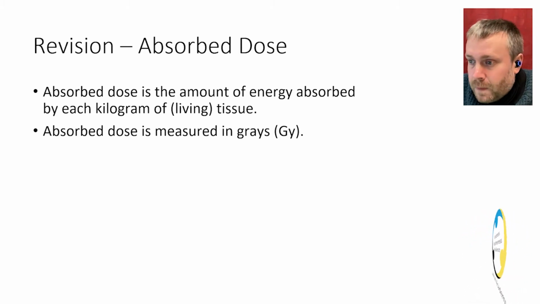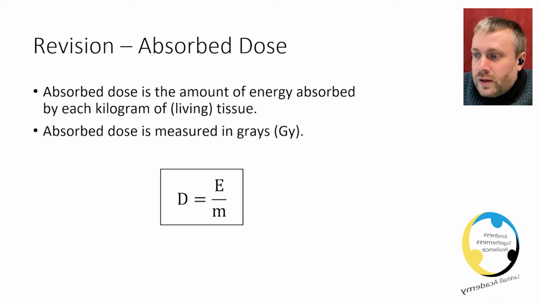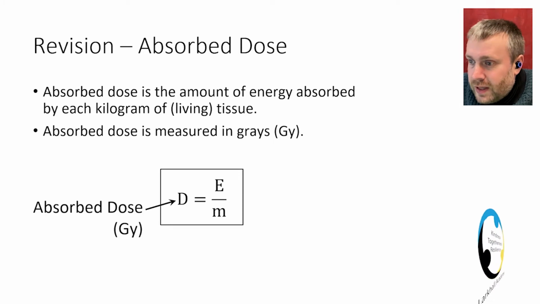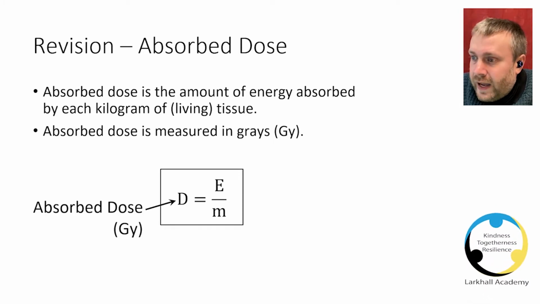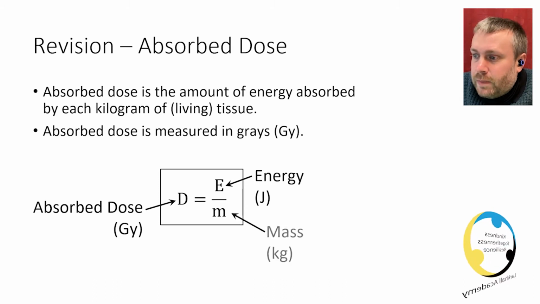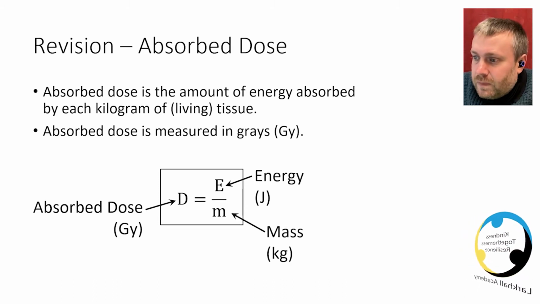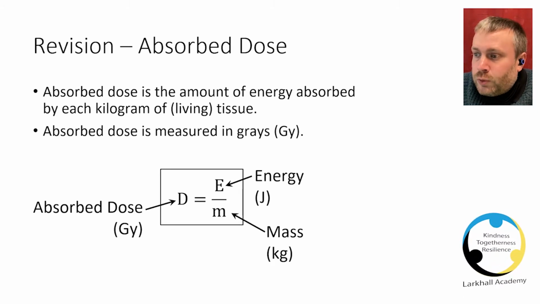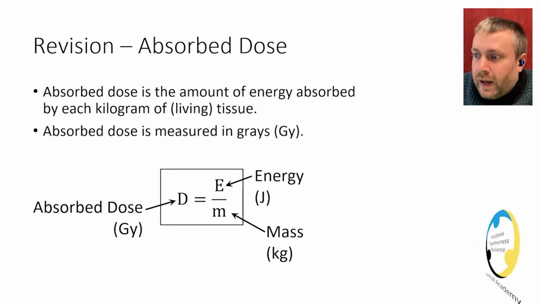So here's our equation for absorbed dose. D, absorbed dose, measured in grays, is equal to E, energy, measured in joules, divided by M, mass, measured in kilograms. So that's D equals E over M, or absorbed dose equals energy divided by mass.